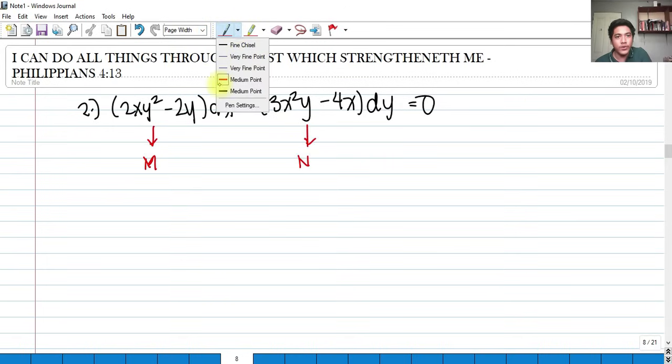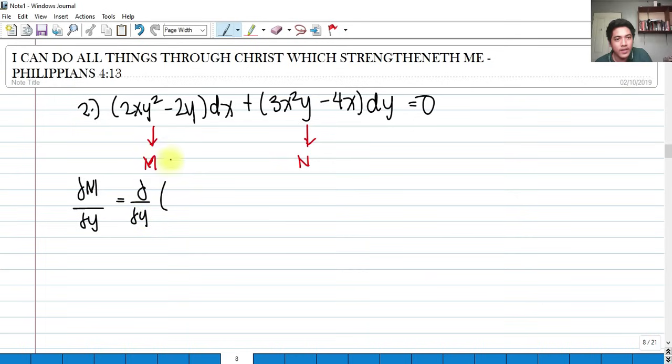Okay? And if we're going to test for its exactness, partial of m with respect to y. Okay? So we have 2x y squared minus 2y. If we're going to get the derivative of this with respect to y, making our x constant, we have 4x y, minus the derivative of 2y, which is 2.